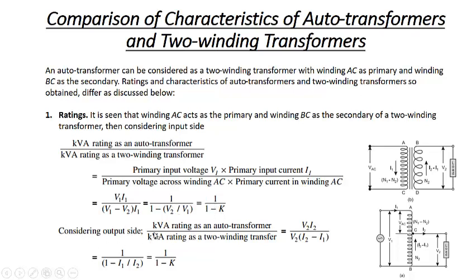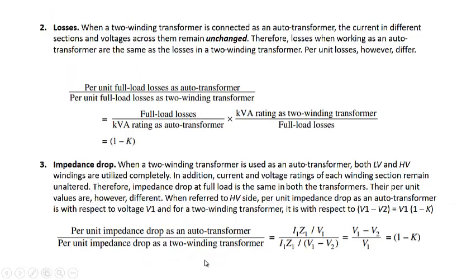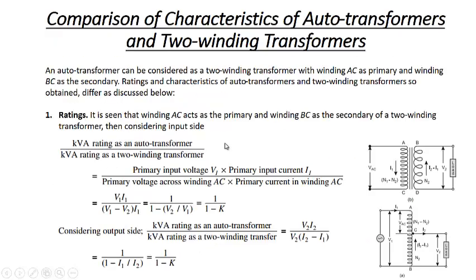So considering the output side, the kVA rating of the autotransformer is V2 into I2, and the kVA rating of the two-winding transformer is V2 into (I2 minus I1). V2 and V2 will cancel out. When you divide by I2, it will be equal to 1 divided by 1 minus I1 by I2, which is again equal to 1 divided by 1 minus K. So the kVA rating of the autotransformer will be equal to 1 divided by 1 minus K into the kVA rating of a two-winding transformer. It will definitely be more when K is less than 1. Let us say K is equal to 0.9, 1 minus 0.9 will be equal to 0.1, 1 divided by 0.1 will be equal to 10. It will be 10 times the kVA rating of the two-winding transformer.